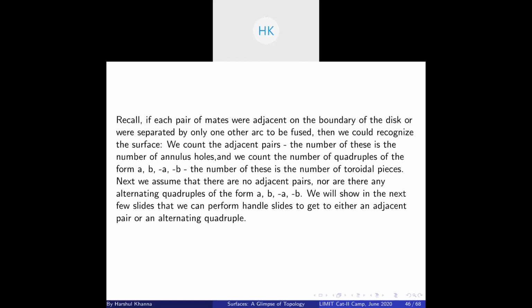So next we assume that there are no adjacent pairs, nor are there any alternating quadruples of the form A minus B. Now, what we will do is basically, suppose you have this sequence of letters.